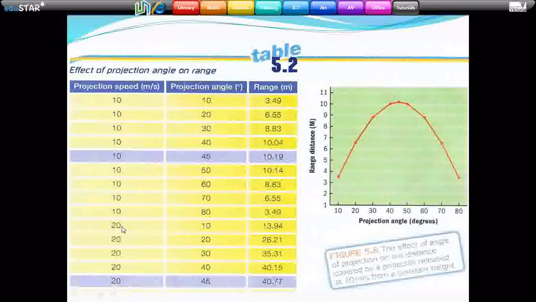If we increase the projection speed, then obviously that has a significant effect on the range. And again, if we hit that 45-degree angle, which is the optimal angle for a projectile, then we can get to the maximum range for that projectile.